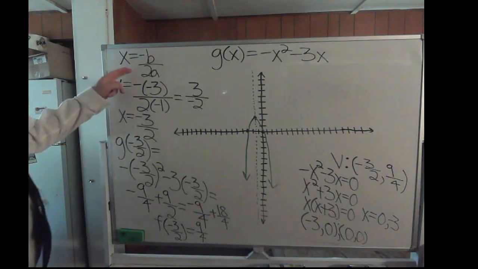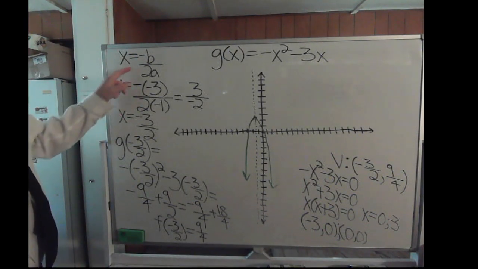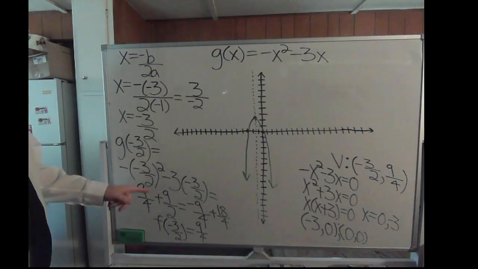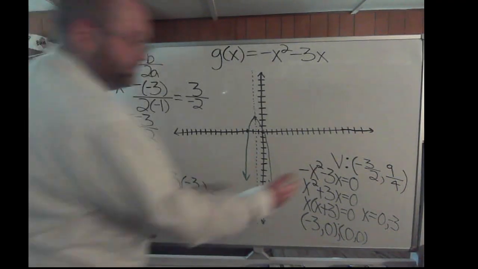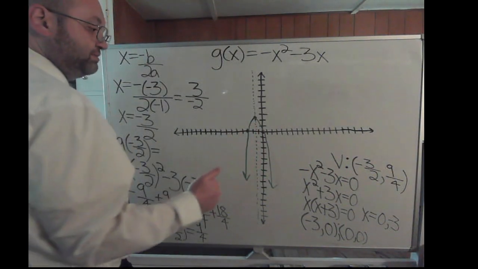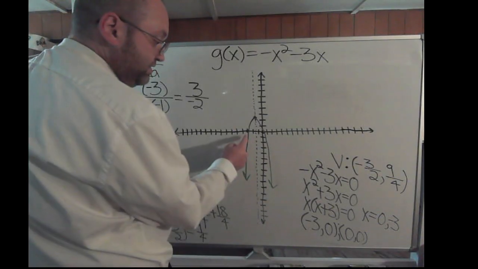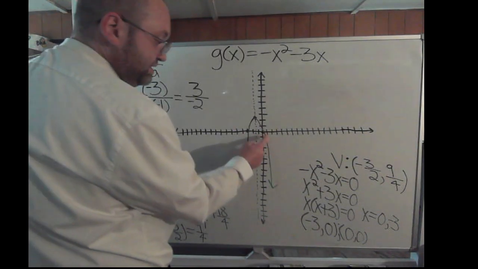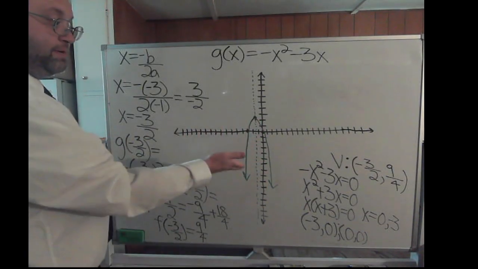So we found the coordinates of the vertex by taking x equals negative b over 2a, putting that x value into the function, and you found the y coordinate. So we ended up with a vertex of negative 3/2, 9/4. Then we had the x-intercepts being negative 3, 0, and 0, 0. We just connected the dots, drew the parabola through them, and there you go.